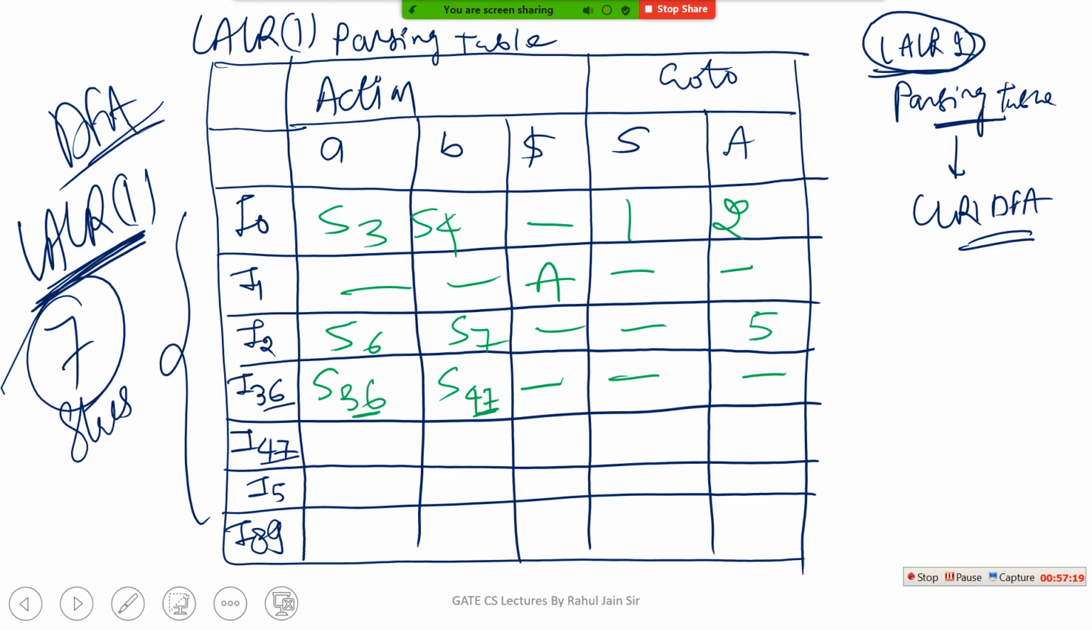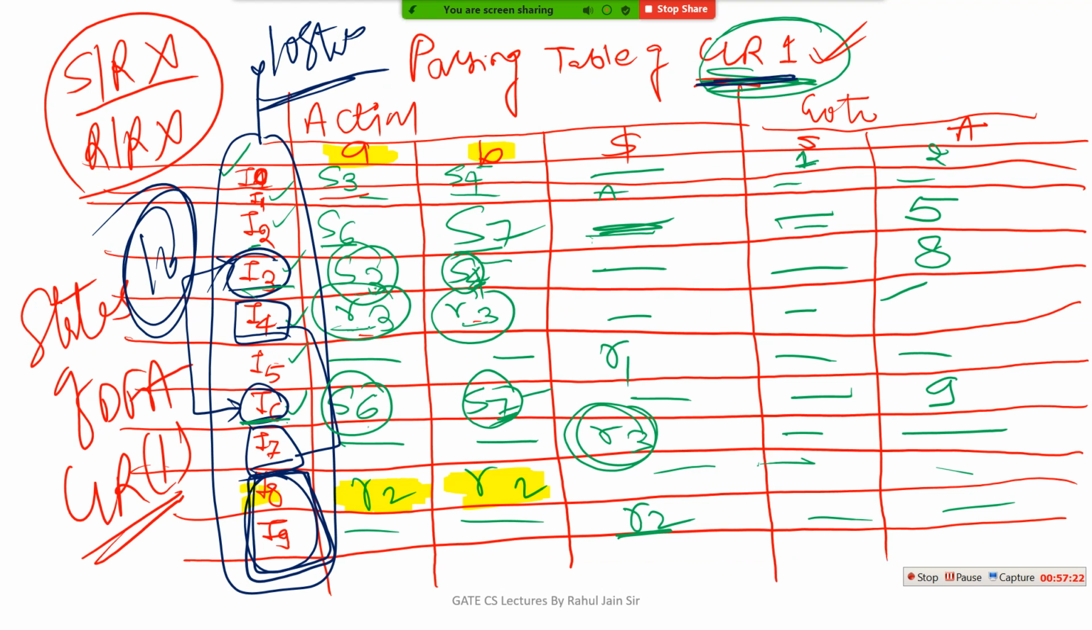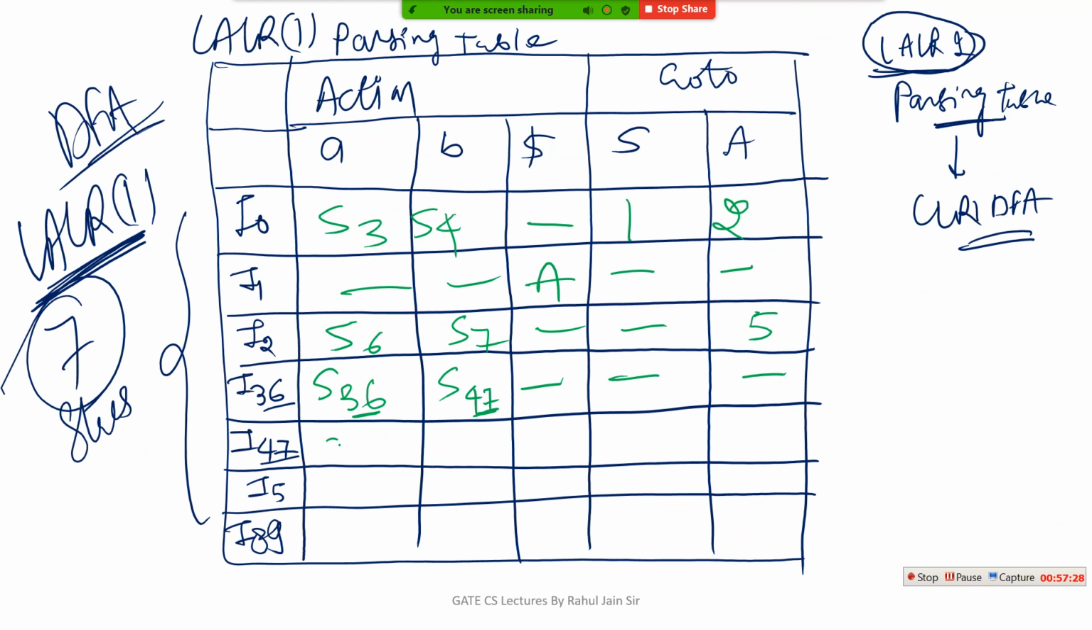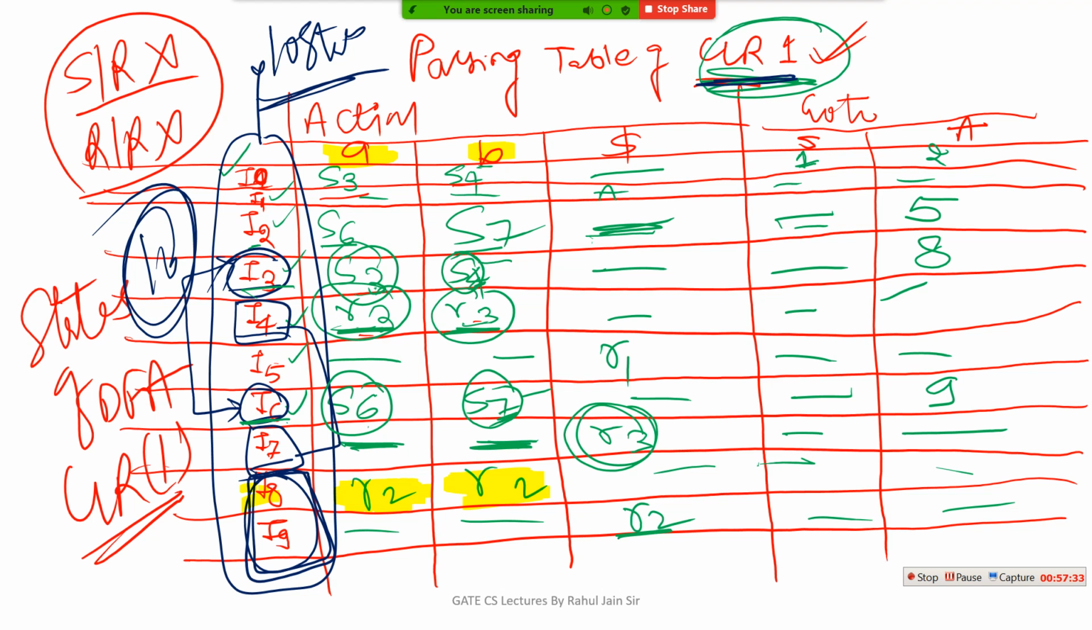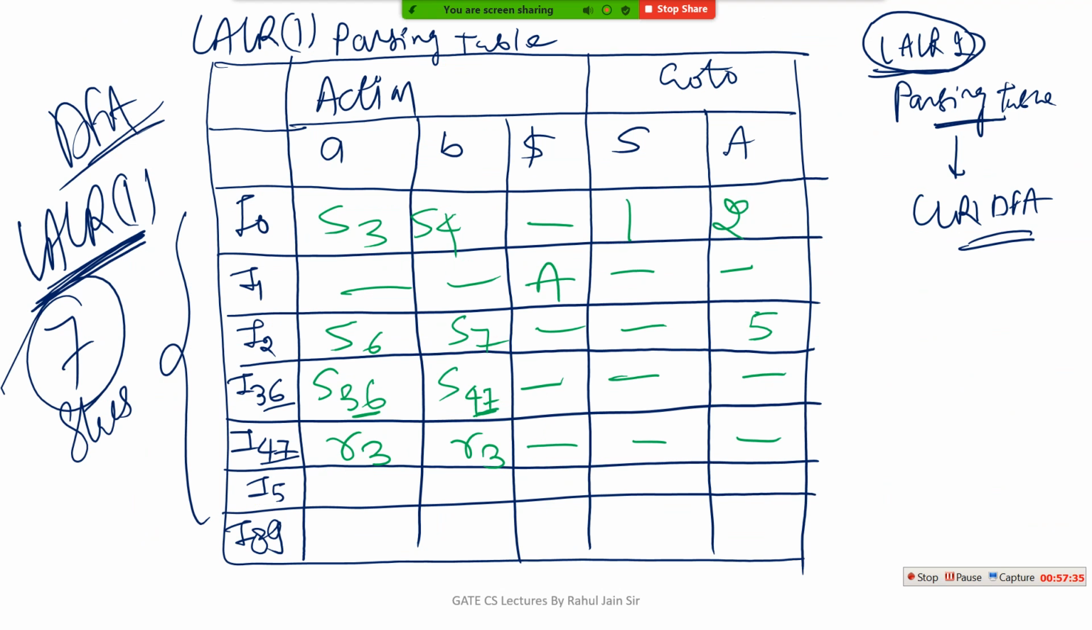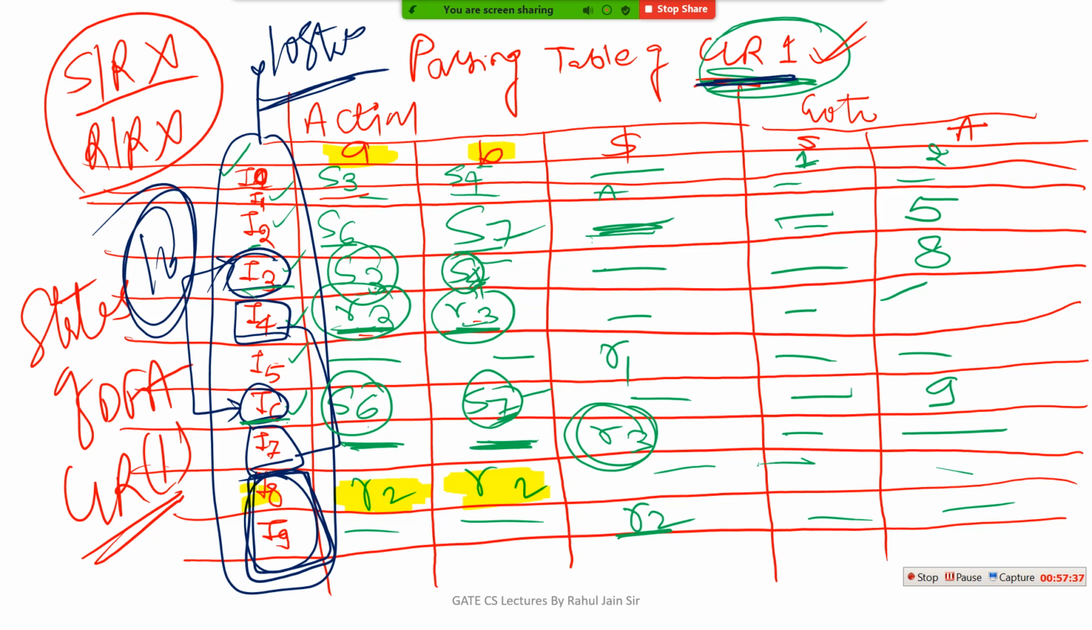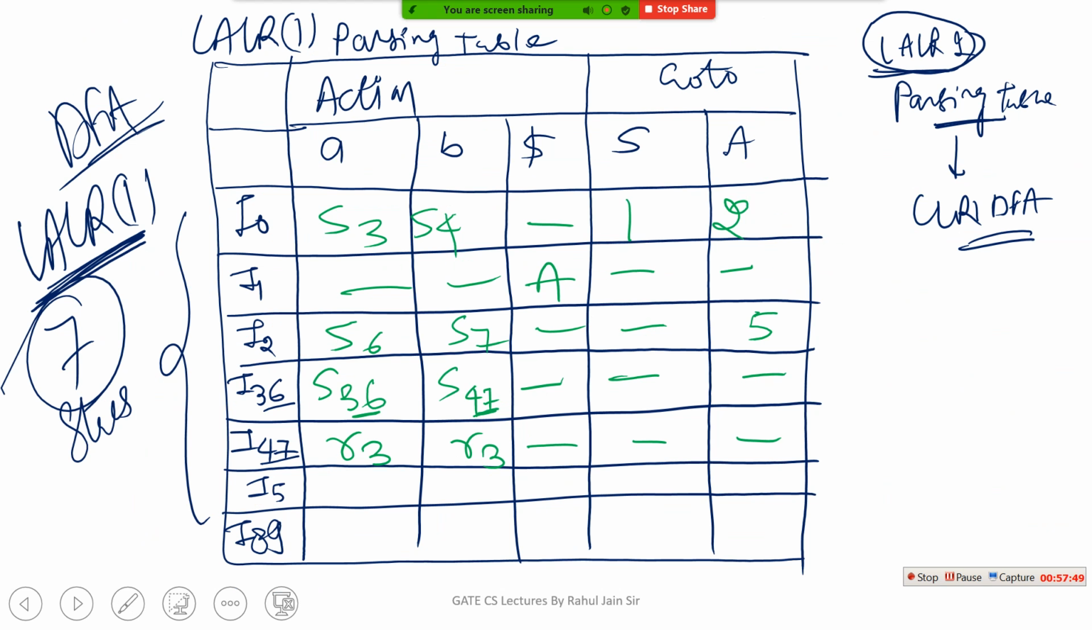Now on I47, R3 is there, on I7 nothing is there. So on I47 what I will write is R3, and on the other side all is blank, so I will leave it blank. On I4 R3 is there, but on I7 nothing is there, but on I7 R3 is there, R3 is here, but here nothing is there, so I will combine these two, so this state will again get R3.